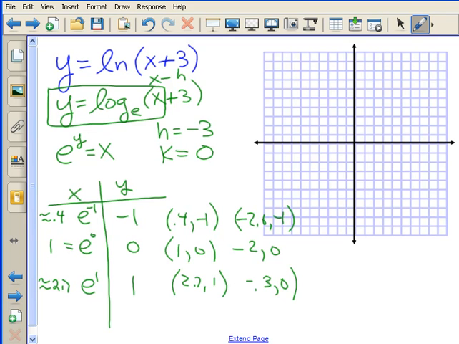I'm going to run out of time here. We'll continue in the next tutorial to finish the graph, sorry. You'll have to wait for the next tutorial to see what it looks like.